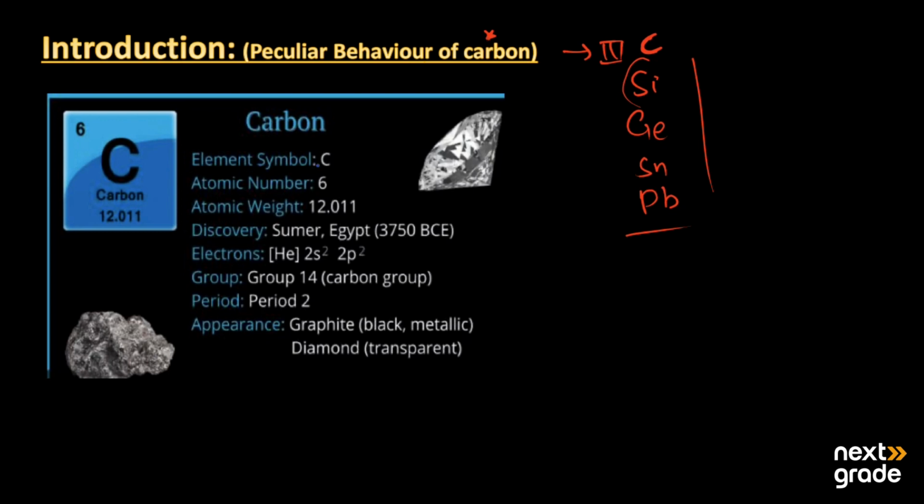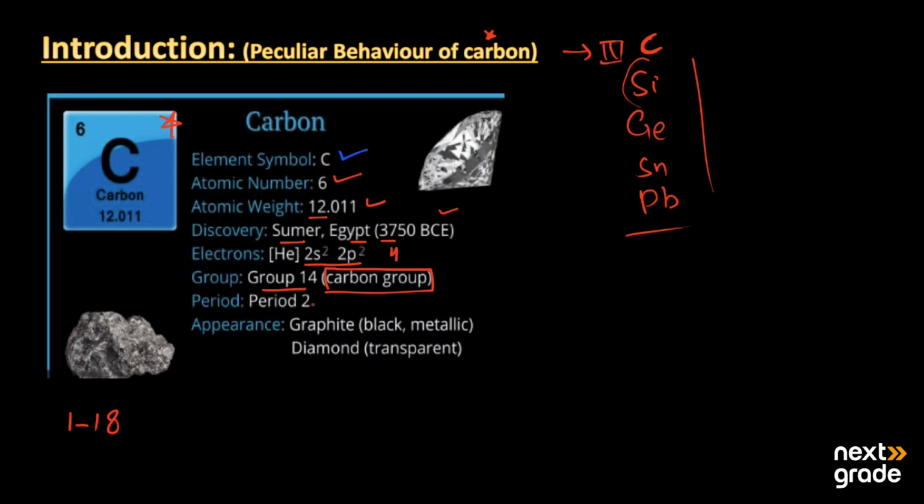First thing about carbon, its symbol is capital C. Its atomic number is 6. Its atomic weight, or mass number, is 12. It was discovered by the Sumerians in 750 BCE. The electrons present in its valence shell are 4, so that's why its group number is 4A. When we count the groups from 1 to 18, its group number is 14. The group name is also given by the name of carbon, which is the carbon group.